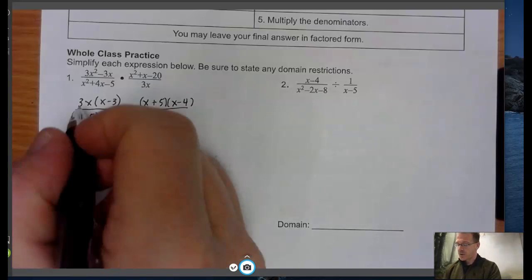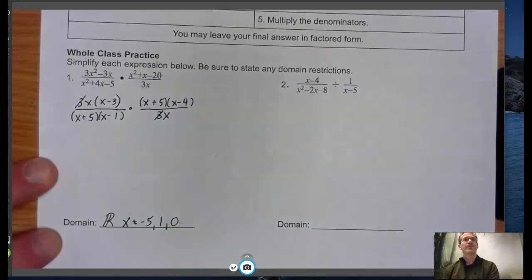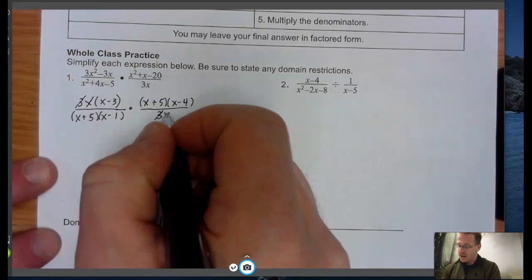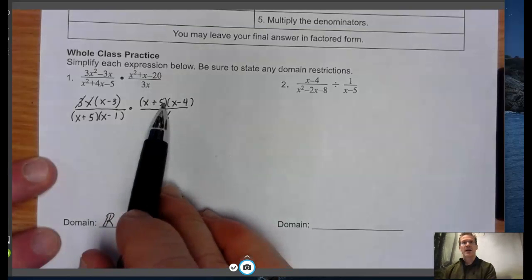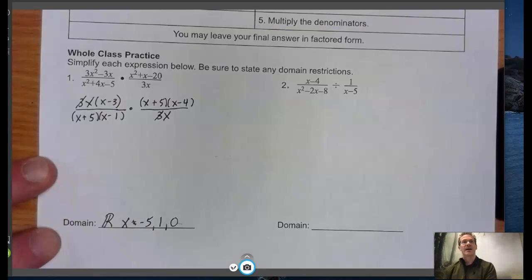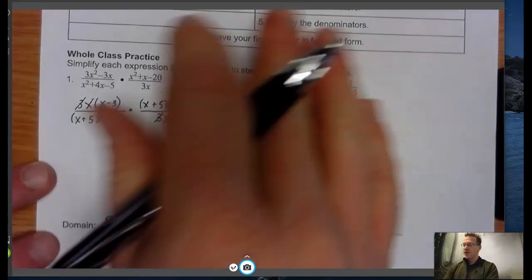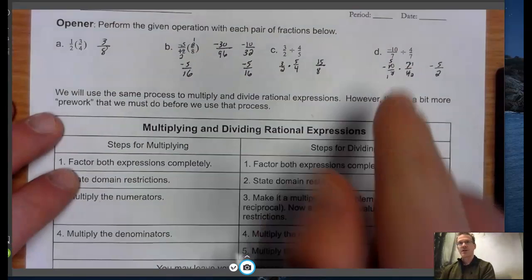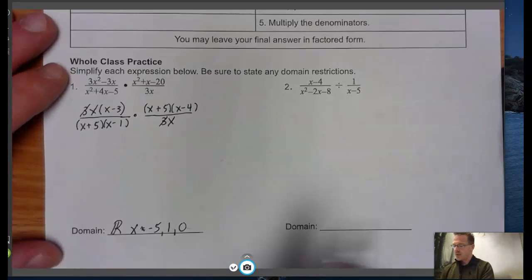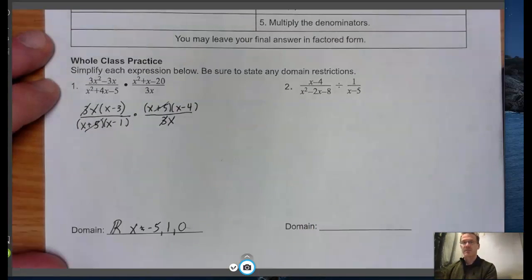And I can see a couple here. So 3 divided by 3 is 1. x divided by x is 1. And then I have an x plus 5 in the right-hand side numerator and an x plus 5 in the left-hand denominator. That's very similar to what we did up here, when we had the 6 and the 12, or the 7 and the 7. So this x plus 5 divided by x plus 5 is 1.